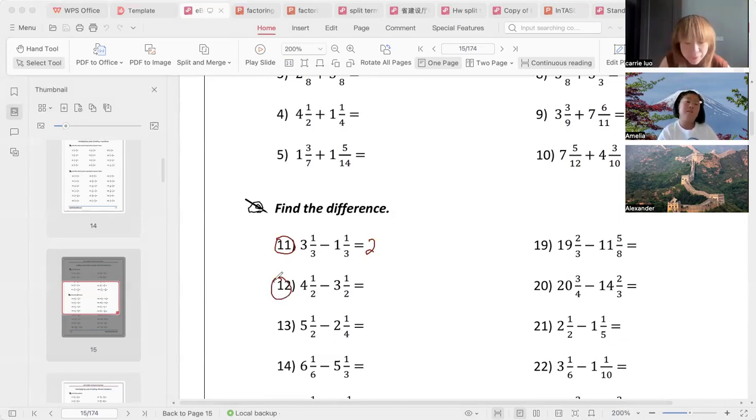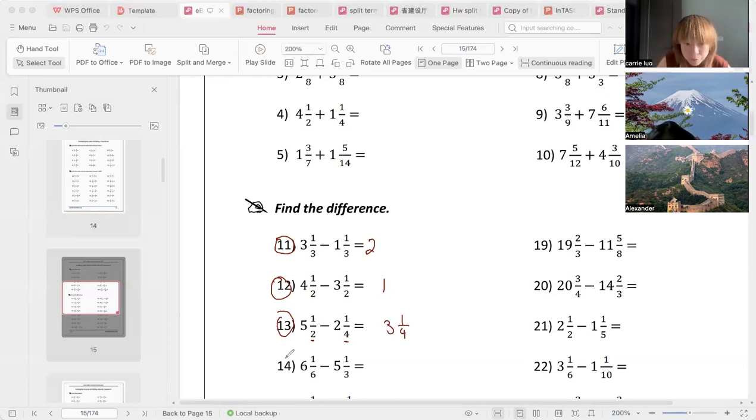Okay, Amelia, number 12. Can you tell me the answer directly? One. Very good. Number 13, let's take a look at this one. Again we do the fractions first. So half minus 1/4 equals what? 1/4, right? And 5 minus 2 equals 3. So the answer is 3 and 1/4.